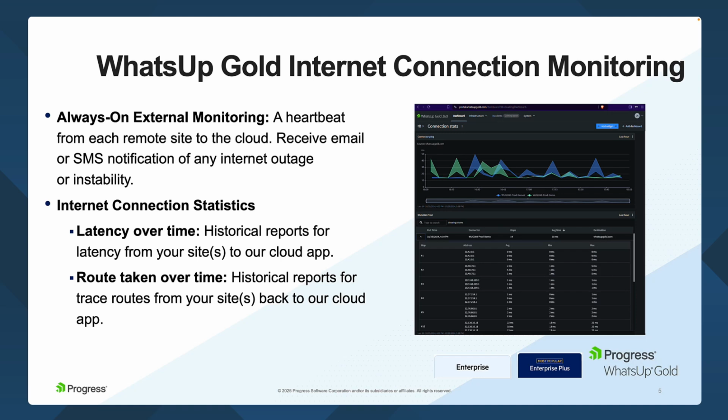So in today's digital world, uninterrupted connectivity is critical for business operations, but how can you ensure that your network remains stable and resilient? That's where the always-on external monitoring comes in. WhatsUp Gold continuously sends a heartbeat from each remote site to the cloud, providing real-time insights into your internet connectivity. And if an outage or instability occurs, you'll receive immediate email or SMS notifications, allowing for quick action to be taken.